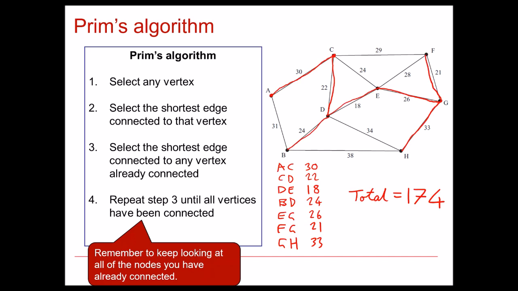So this is what you should have obtained. You've got your minimum spanning tree up there, you can see what it looks like, and importantly we've listed the arcs in the order in which Prim's algorithm added them, and the total weight for this minimum spanning tree is 174.